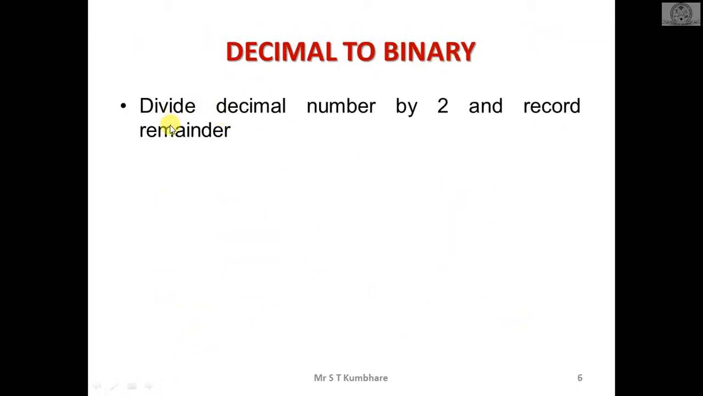So decimal to binary. Till now we have gone through binary to decimal, octal to decimal, hexadecimal to decimal. Now we will see the inverse of that, that is decimal to binary. Okay, so what is the procedure? Decimal to binary: divide whatever decimal number is given by 2, and you have to record the remainder.